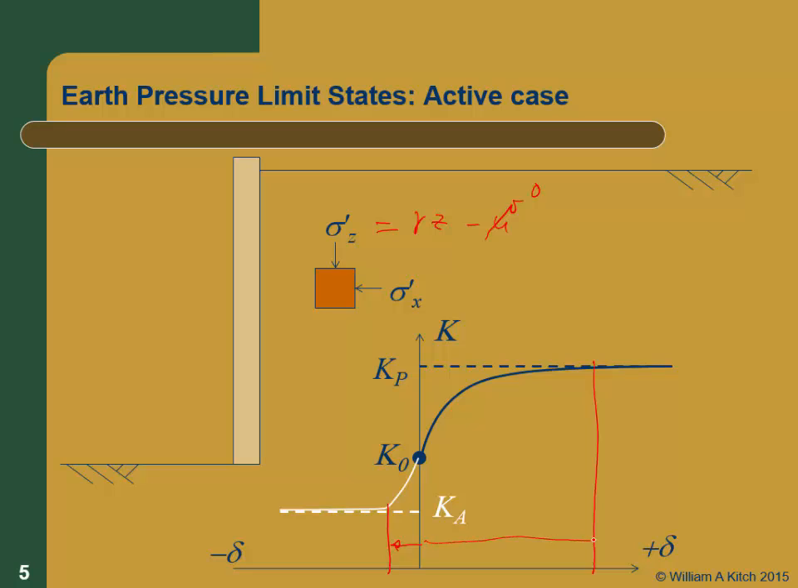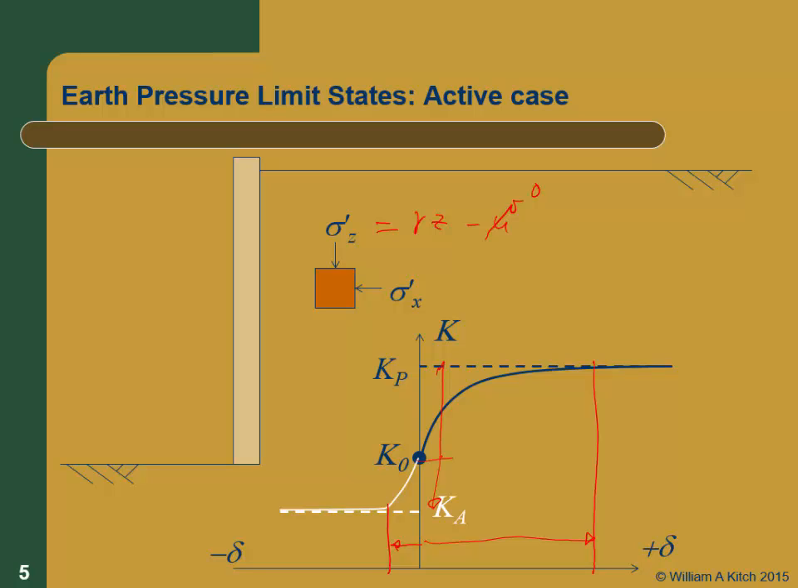But it takes a significantly larger movement to reach the passive condition. And the other one is the relative changes from K naught to Ka and K naught to Kp. There's a much bigger change. In fact, it's even larger than drawn on this scale, but the change from K naught conditions to Kp conditions is much greater than the change of K naught conditions to K active conditions.